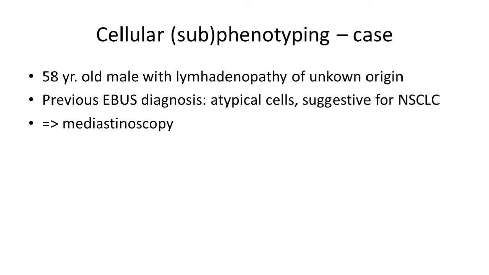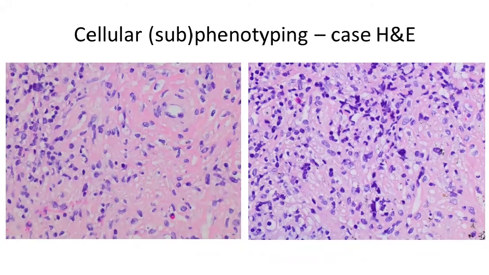Now, this is a case where we use this type of cellular subphenotyping. So this is a 58-year-old male with lymphadenopathy of unknown origin, and who on a previous EBUS diagnosis was shown to have atypical cells, which were suggestive for non-small cell lung carcinoma. Then the clinicians apparently were unsure as to how to treat this patient, and luckily they decided to do a mediastinoscopy and removed lymph nodes for analysis.